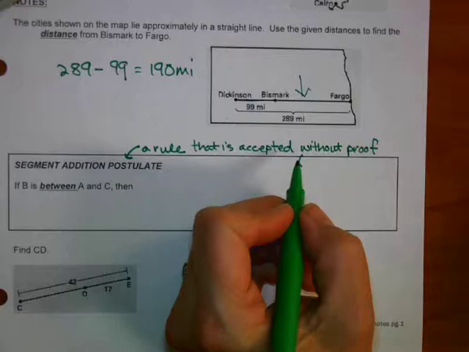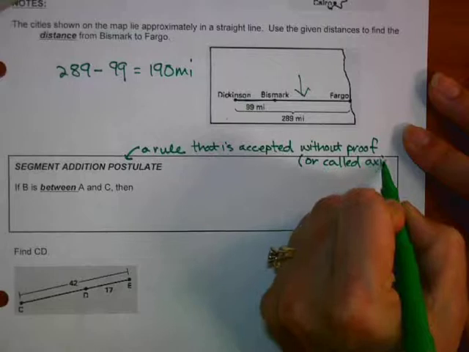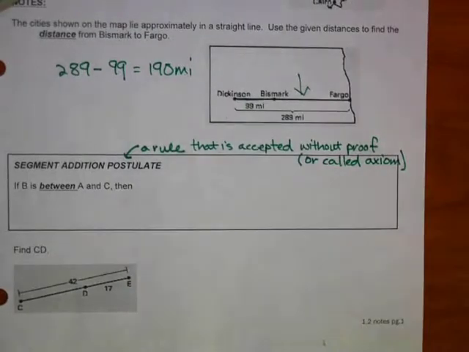Sometimes it's called an axiom. But most of the time you'll just see the word postulate. Don't need to prove it, just accept that it's true.